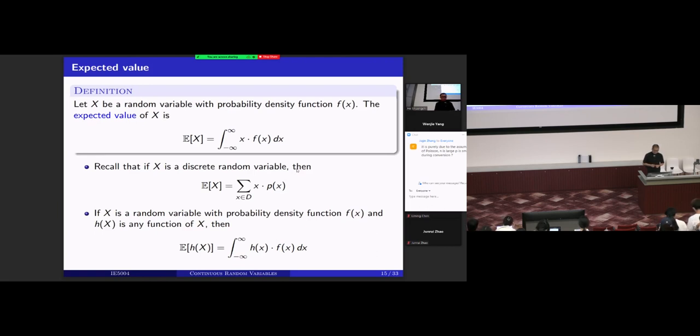Now how can we do that for a continuous random variable? If this time X is continuous, then what we need to do is take an integral from minus infinity to infinity, so over the entire real line. At each point x, we take x times the density, and we take this integral like this. So that's the way for the continuous case. Then you may ask me the question, how do we understand this?